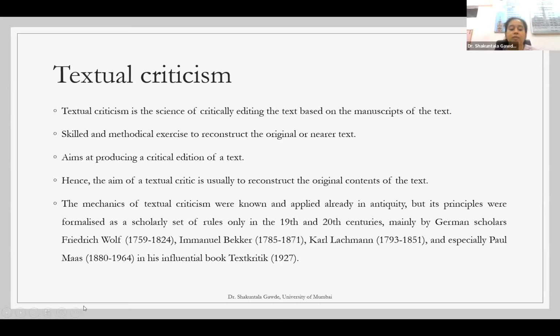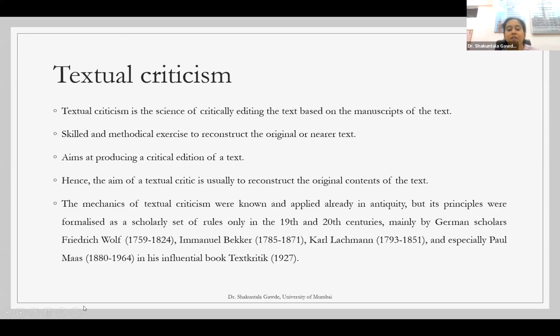May not be original, because it is very difficult to go towards the original text, but at least the nearer text. And this is the aim, to produce a critical edition of a text. Now, as you can see, we don't have critical edition of all the text. Much work is to be done in this particular area.